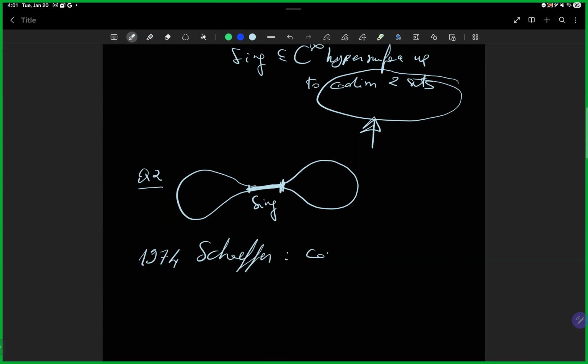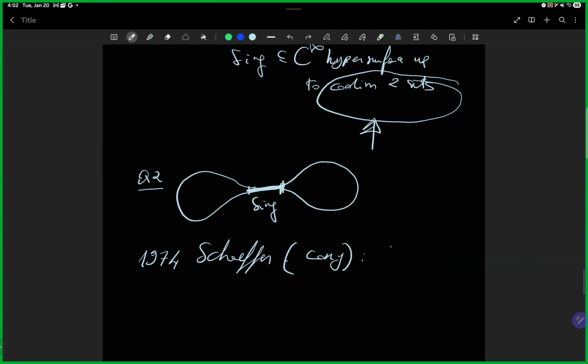Conjecture: generically, the singular set is empty. So Schaeffer conjectured that what we are seeing in this picture is not robust, which means that if I perturb my data a bit, the singular set should disappear.